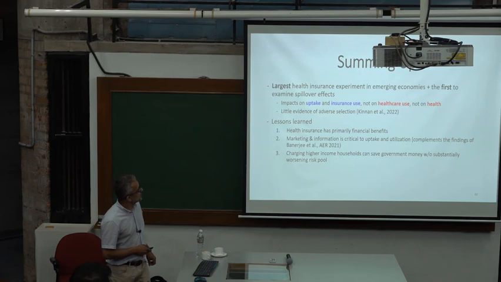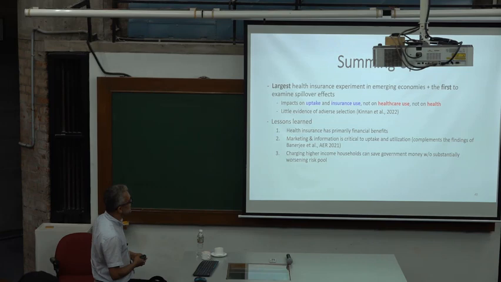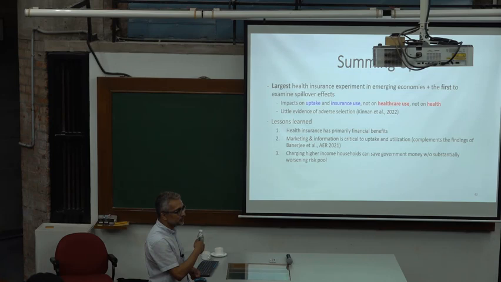Tooting our own horn, it is a very large experiment. Even if you don't think it has power, it's getting big on the RCT side. So 11,000 households is pretty big. Covering 3.5 years is, I think, pretty big. Impact on uptake and insurance use, but not on healthcare use and not on health. Little evidence of adverse selection. We talked about that very quickly.